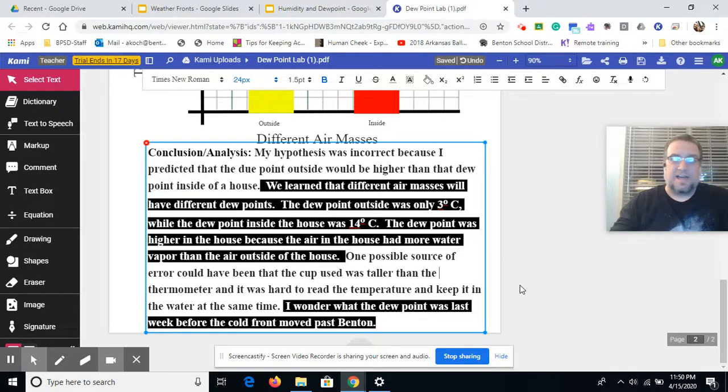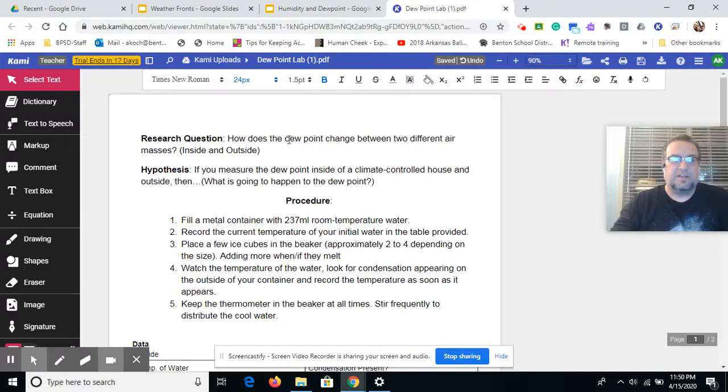All right, and that is our lab write-up, our lab conclusion, answering how does the dew point change between air masses. All right, it is changing. It's changing because different air masses come from different places, and they have different characteristics, right? Just like different people have different characteristics, different foods have different tastes, different air masses have different dew points, which means different amounts of water, different amounts of humidity in the air, just like Mr. Gladwell talked to you about later in the week.